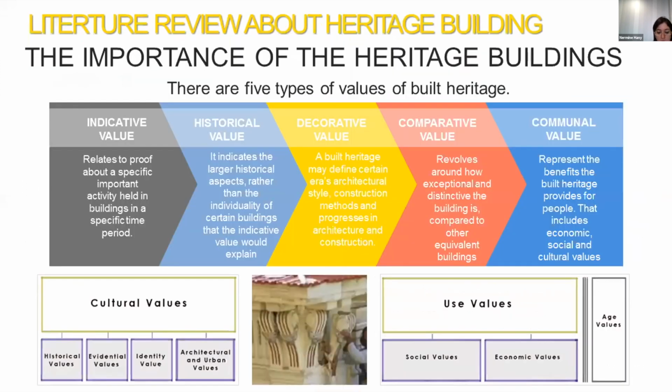The research proceeds with the literature review about heritage buildings. Starting with the importance of heritage buildings, there are 5 types of the built heritage, which are inductive value, historical value, decorative value, comparative value, communal value.